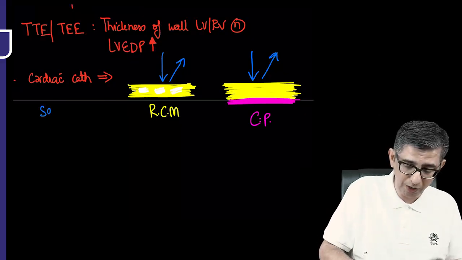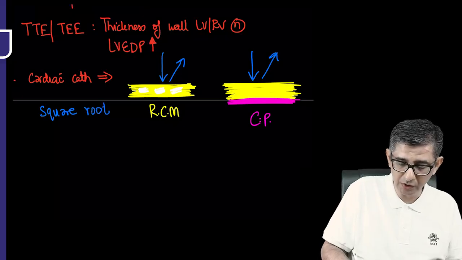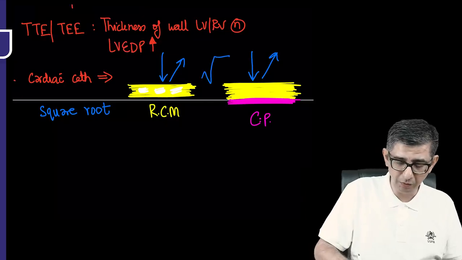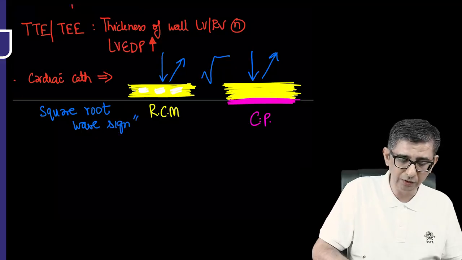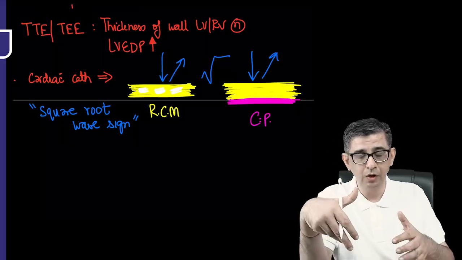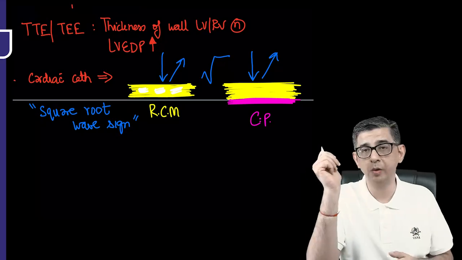What I am sensitizing you to at the moment is a cardiac catheterization finding that, like in mathematics, we call the square root. So I've shown here before you what is called the square root wave sign. This is the cardiac catheterization finding found in these patients, and that is because of the non-compliant ventricle in a patient of restrictive cardiomyopathy.